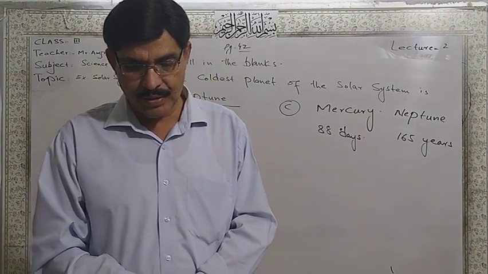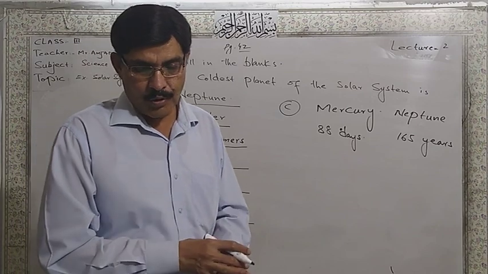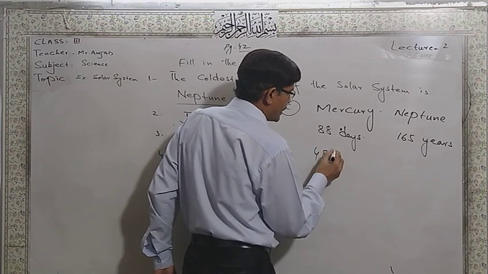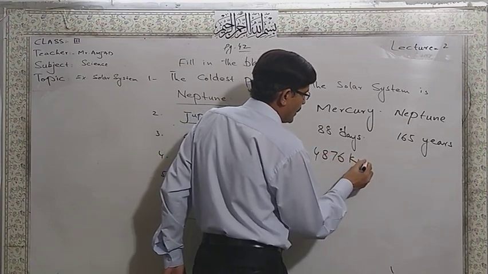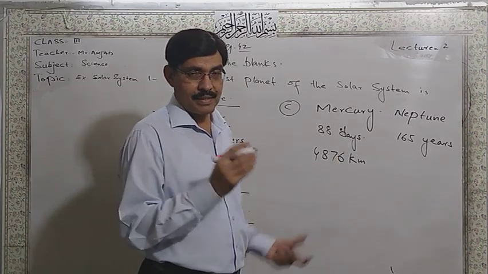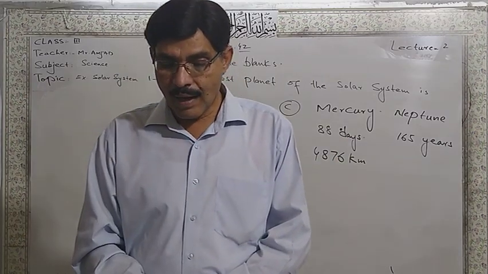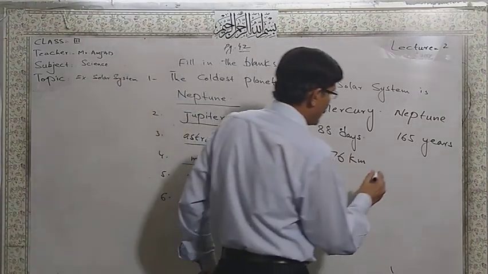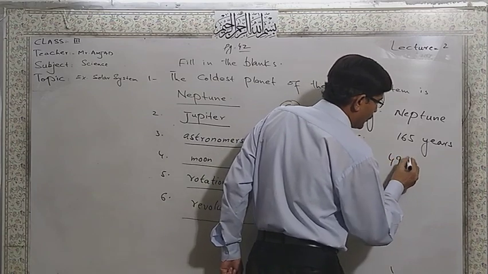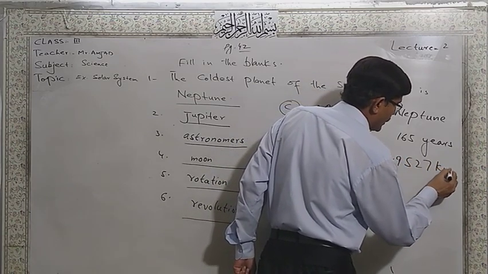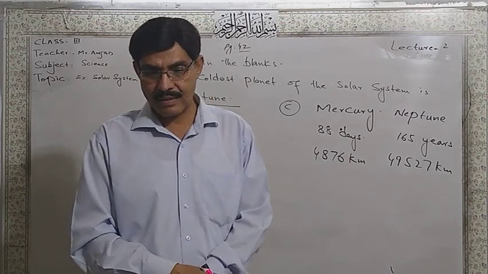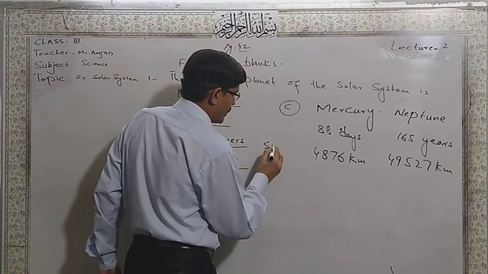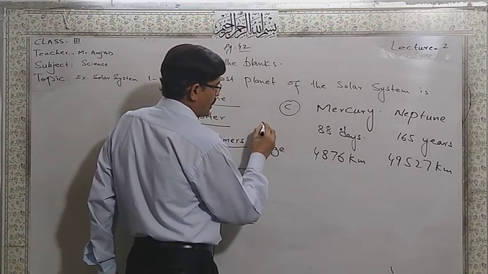Second one, the diameter of Mercury is 4,876 kilometers. It is the diameter. And Neptune is 49,527 kilometers. This is its size, or you can say the diameter.